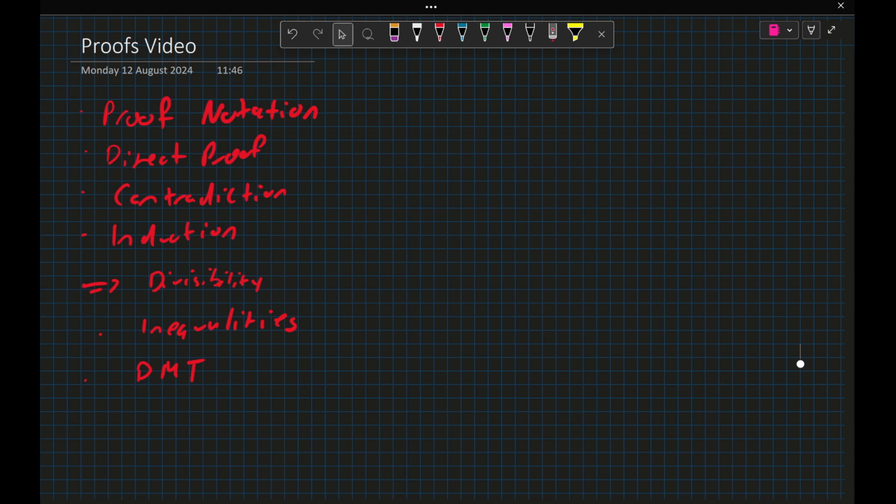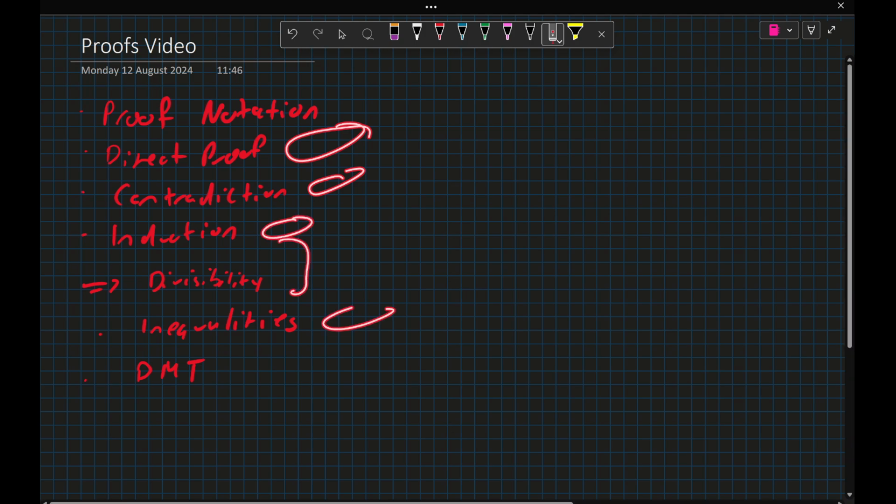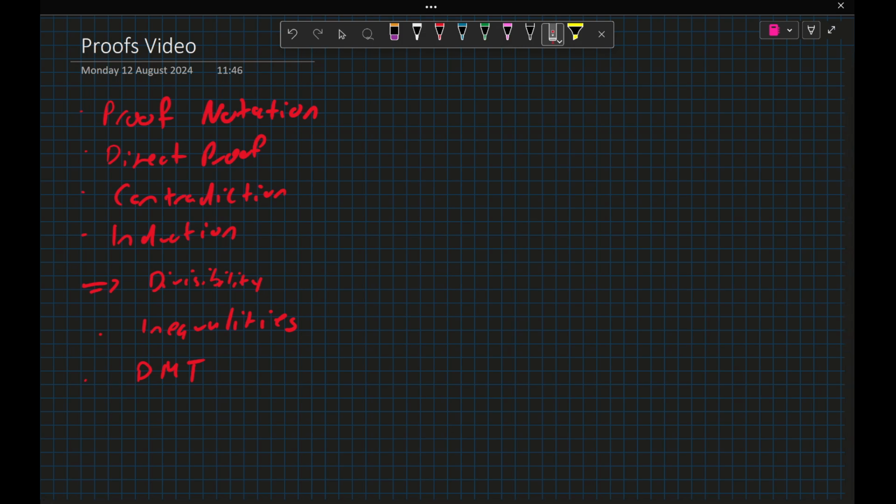The proofs we're going to be talking about are proof notation and then the major proofs that can come up in terms of algebra proof. So you have direct proof, contradiction, induction, which covers divisibility, inequalities, and finally, unfortunately not drugs, DMT is not dimethyltryptamine, it is actually de Moivre's theorem.